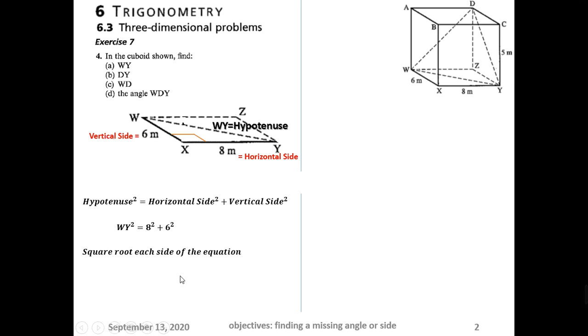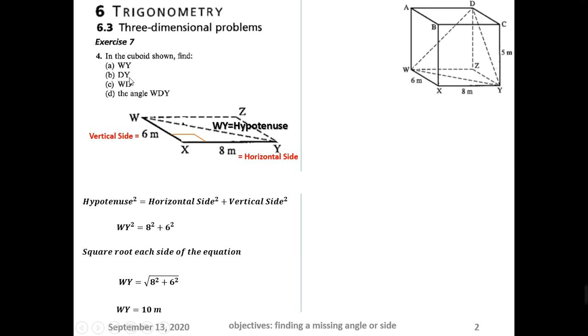Square root each side because we are trying to find the length of WY only and not WY squared. So WY is square root of 8 squared plus 6 squared. This right side here can be inserted in the calculator, and if you do so, you're going to end up with WY is equal to 10 meters. Can you please try applying the cosine rule of finding the length of WY and figure out if it works or not?